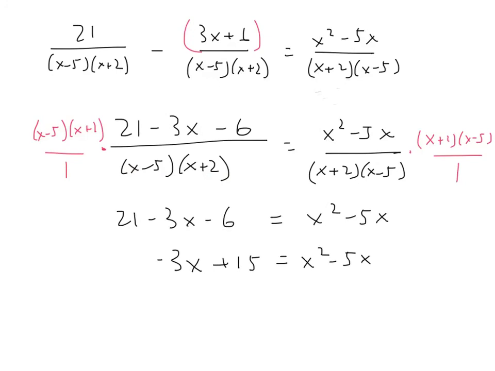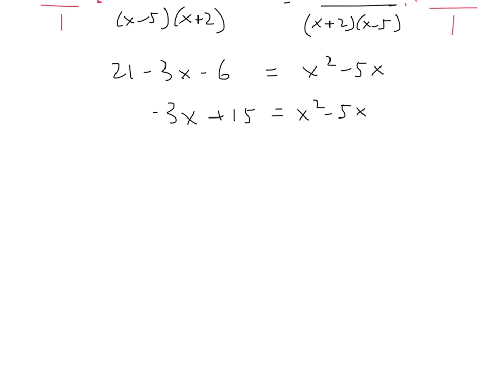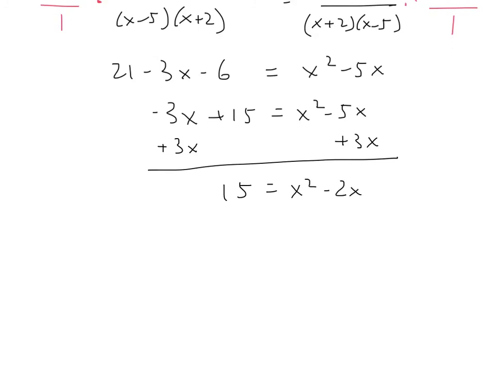All right, hard part's over. Now we just have a simple quadratic equation to solve. So let's get 0 on the left-hand side. Let's add 3x to both sides. We have 15 equals x squared minus 2x. And then if I subtract 15 from both sides, we'll have 0 equals x squared minus 2x minus 15.